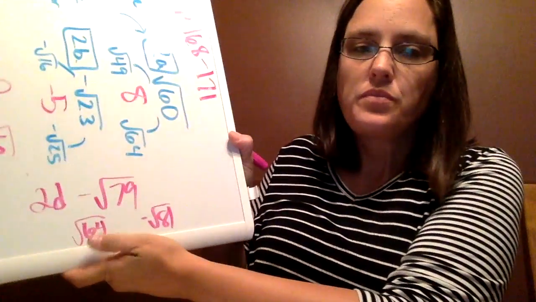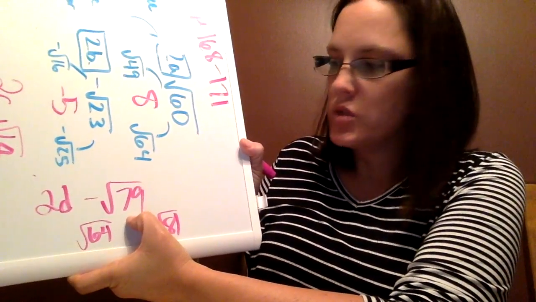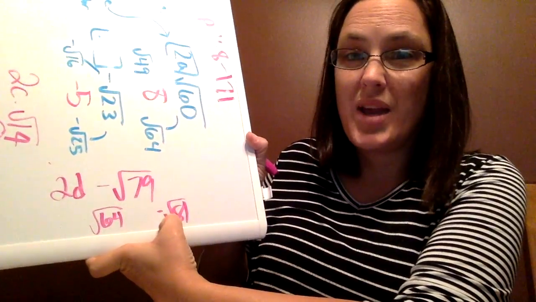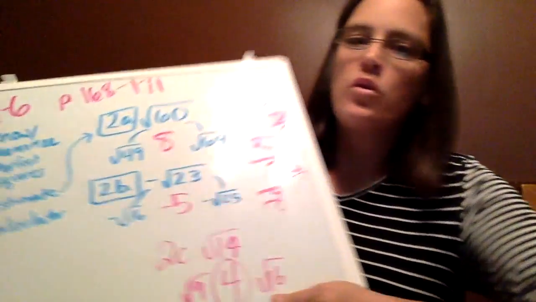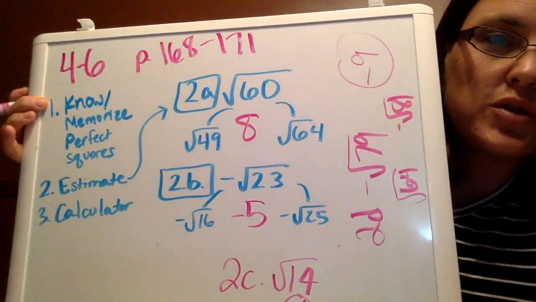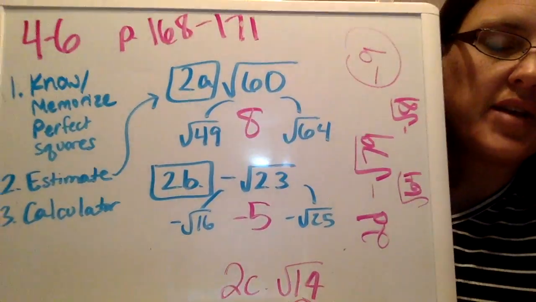And then 2d. 2d is the opposite of the square root of 79. The square root of 79 falls somewhere in between 64 and 81, but a little bit closer to 81. So the opposite of the square root of 79 is going to be close to negative 9. Again, not too bad. We're utilizing our perfect squares to use this strategy of estimating.